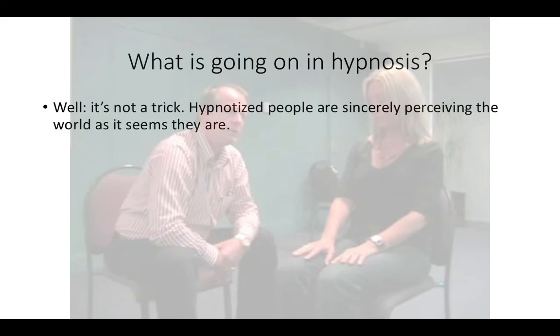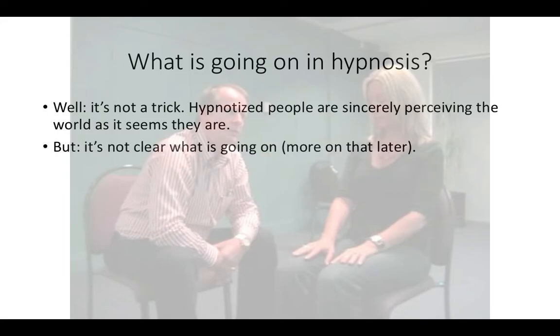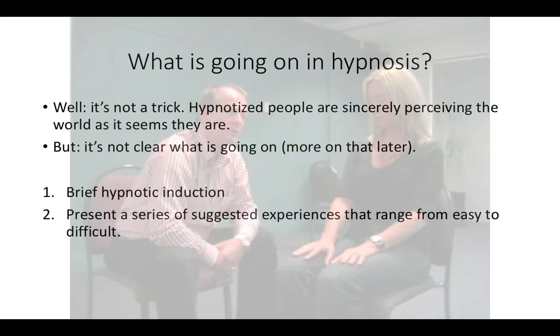So first of all, let me emphasize, as I mentioned earlier, it's not a trick. Hypnotized people are sincerely perceiving the world as it seems they are. But it's not clear exactly what's going on in their heads, and we'll have more of that near the end of the lecture. So here's what happens in hypnosis. The hypnotist will have a brief hypnotic induction where, after they've explained what's going on, they will induce the trance. And then they will present a series of suggested experiences that can go from the easy all the way to the difficult.